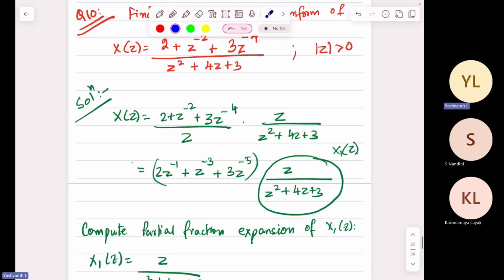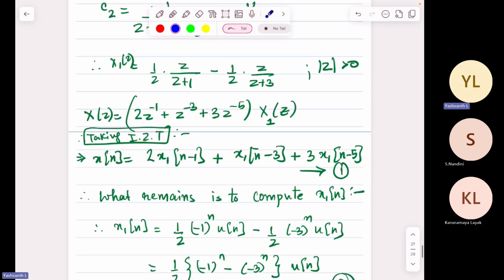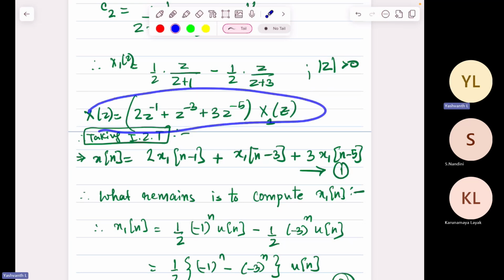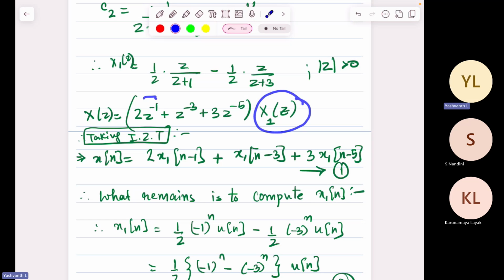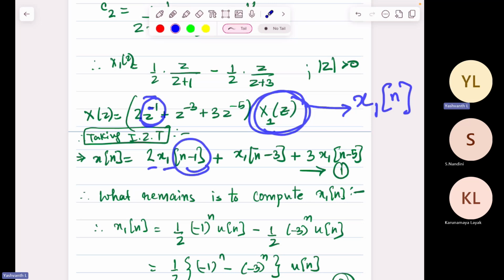Now you see, what did I do? Basically, this is still pending, right? 2z inverse plus z power minus 3 plus 3z power minus 5 times x1 of z. I'm just writing it down here. Therefore, now let's take the inverse z transform. I'm going to use a property of inverse z transform, namely that if x1 of z has the inverse z transform small x1 of n, then 2 z inverse into x1 of z will have the inverse z transform 2 x1 of n minus 1. That is, whatever is the power of z power minus will be the time shift. This is basically the time shifting property of the z transform.